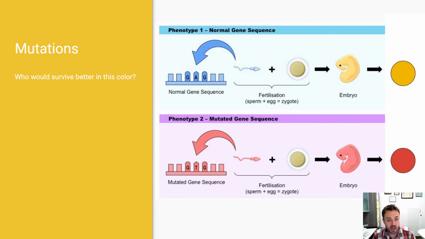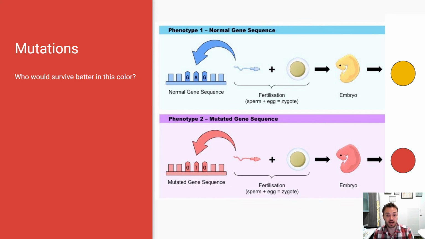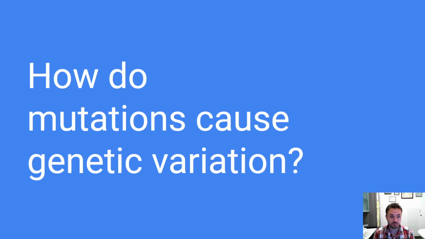However, let's say the environment changed, and this same thing happened. Suddenly, the normal is not helpful. And if it hadn't been for this mutation, everyone would just die and go extinct. Luckily, though, we happen to have this weird mutation that was harmful in the past, and suddenly now is helpful. Now, who would survive better? Well, the red one would, and then the normal gene sequence would die out, and the mutated would now become the new normal.